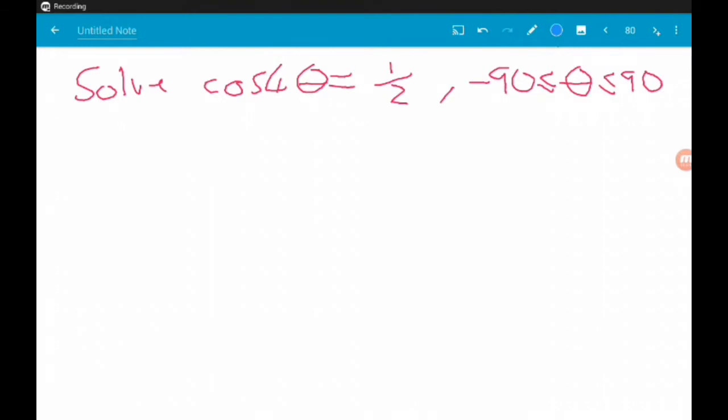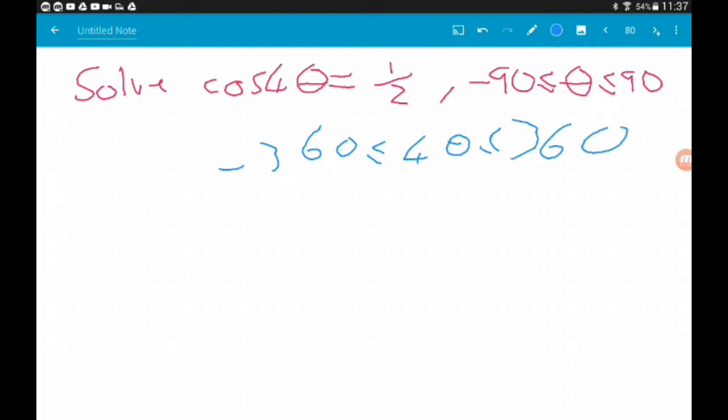Okay, example 2, we want to solve cos of 4 theta equals 1/2 between minus 90 and positive 90 values of theta. So there's no funny business here, we don't need to rearrange the equation. So the first thing we'll do is change the interval. We got cos of 4 theta, so we need to multiply the interval by 4. So we get minus 360 is less than or equal to 4 theta is less than or equal to positive 360.